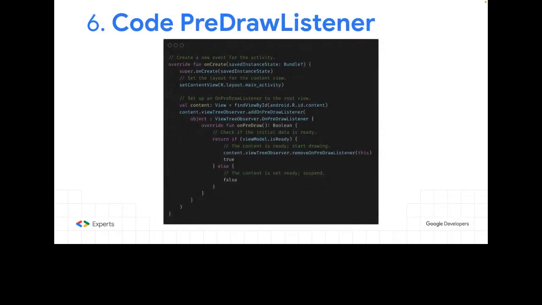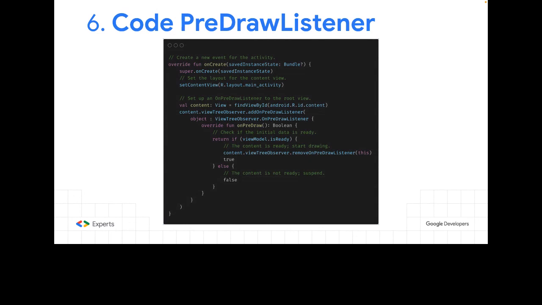So here is the sample code of the pre-draw listener. What we try to do here is override the onPreDraw method. It's a boolean, and for example, in this case I have a view model with a property called isReady. I keep checking that value, and when it's true, I return true and remove this pre-draw listener, and the splash screen goes away from that point.